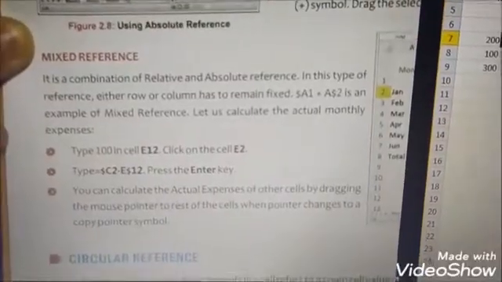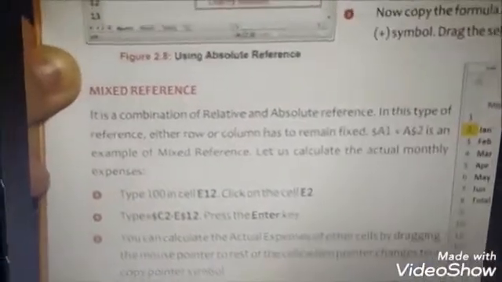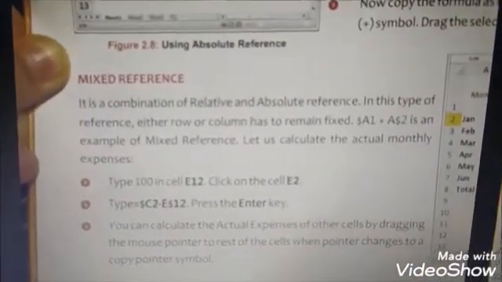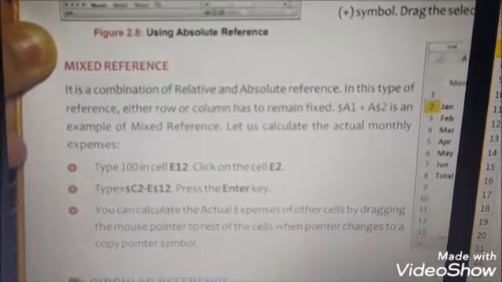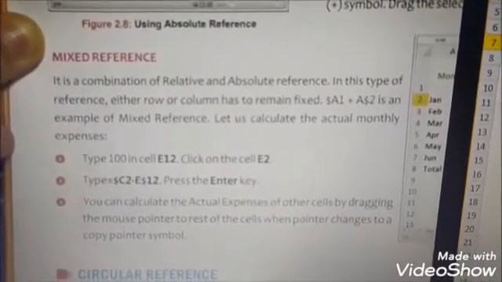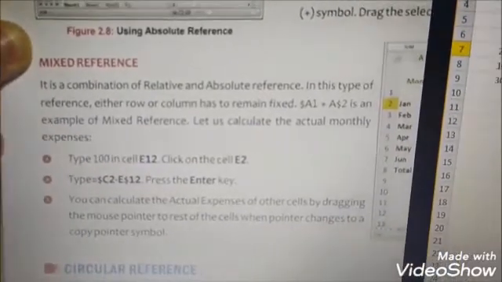Now the mixed reference. You just look here. What is the mixed reference? It is a combination of relative and absolute reference, where either the row may be constant or the column may be constant. Generally we do not use it, but still it is there. We mostly use relative and absolute, but still we will see a practical of how it happens.